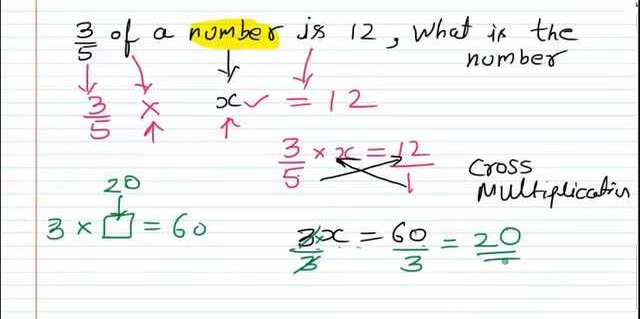What was your name? Sorry? Rayan. So Rayan already said the answer in the beginning, 20. So well done, Rayan. 1 achievement point.